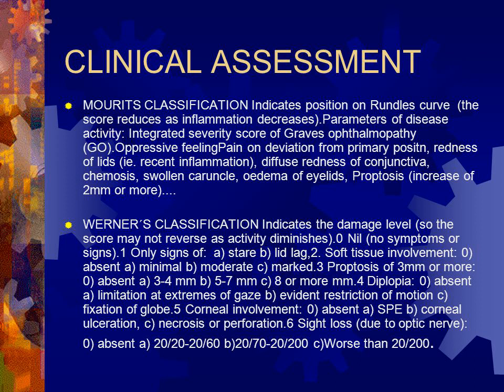The score reduces as inflammation decreases. Parameters of disease activity, the integrated severity score of Graves' ophthalmopathy, GO: oppressive feeling, pain on deviation from primary position, redness of lids, recent inflammation, diffuse redness of conjunctiva, chemosis, swollen caruncle, edema of eyelids, and proptosis increase of 2 mm or more.